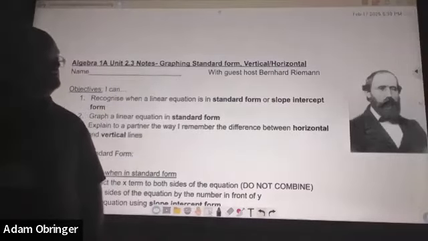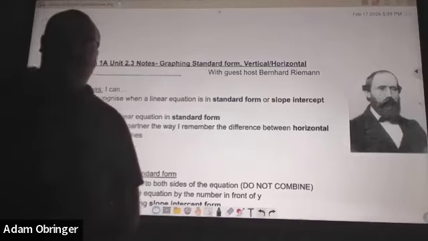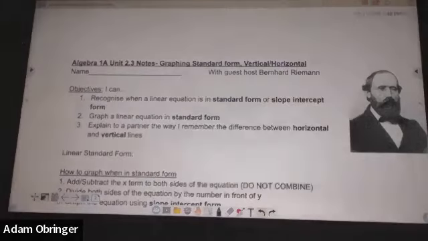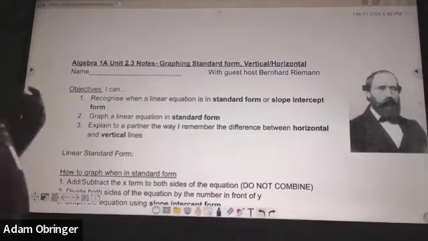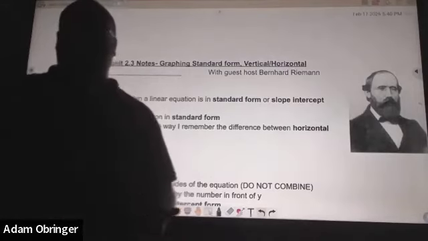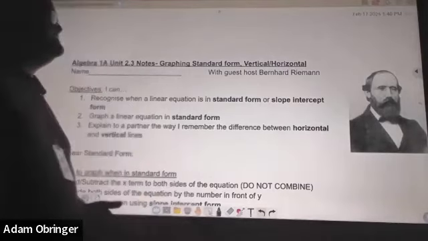All right. Hey guys, this is our last lesson of Unit 2, 2.3 notes, dealing with graphing in standard form and vertical and horizontal lines.